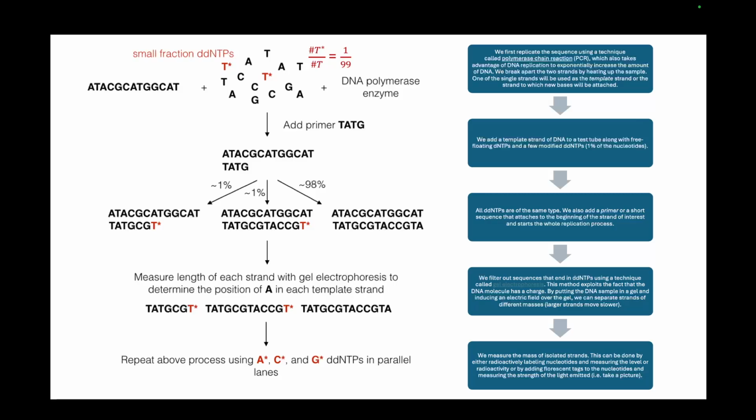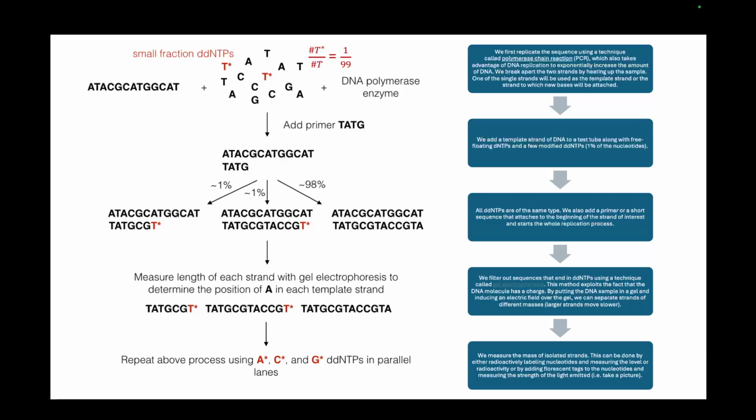But what you want is basically to find the positions at which a particular nucleotide is present. So you add only one type of ddNTP, and you add the primer, a short sequence that attaches to the beginning of the strand of interest and starts the whole replication process. If you recall the replication inside the cell, a little bit of molecular biology: replication is a process that cannot start by itself.